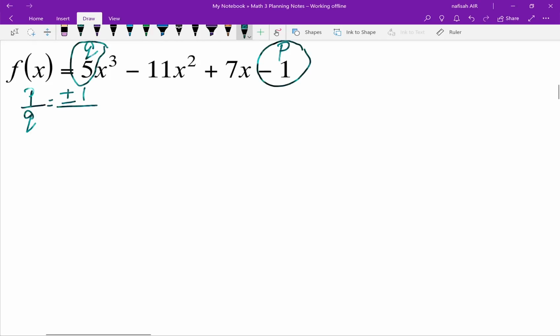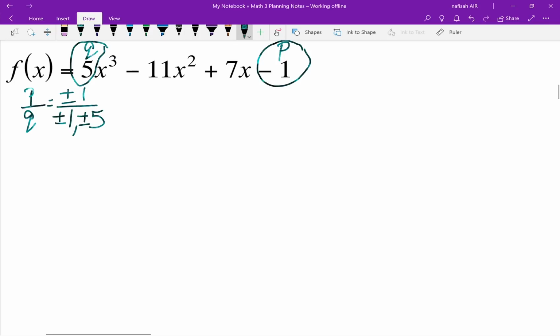If I were trying to find all the factors of 5, I'd have plus or minus 1 and plus or minus 5. I can only do 1 times 5 to get 5, but I can do +1 times +5 to get 5, and I can do -1 times -5 to get 5.